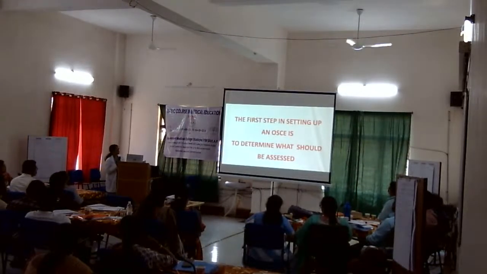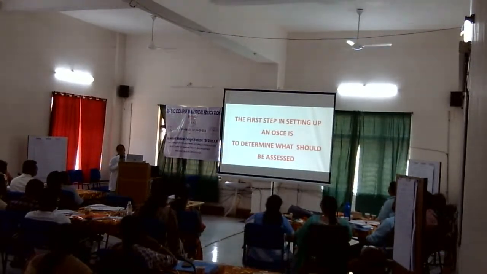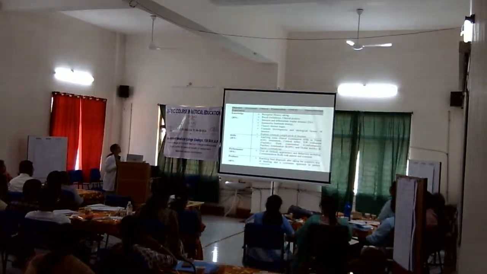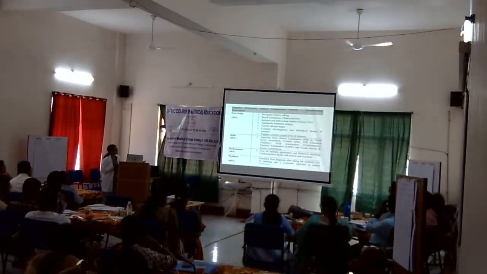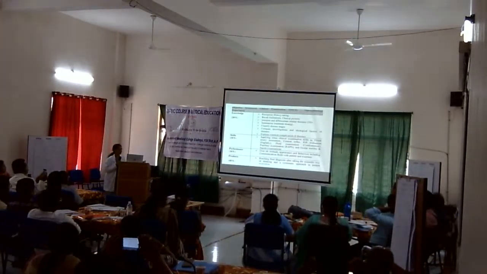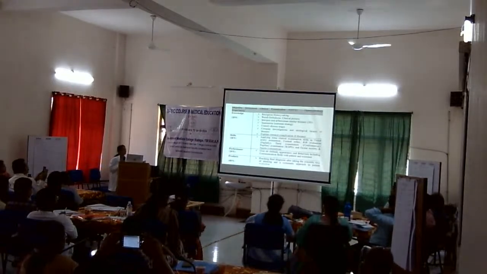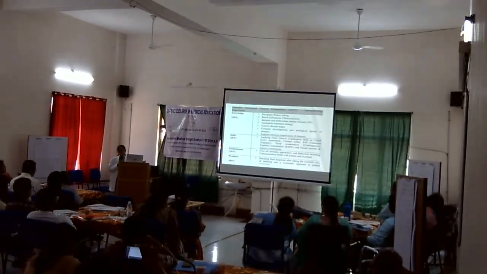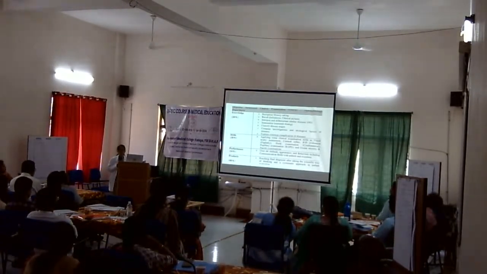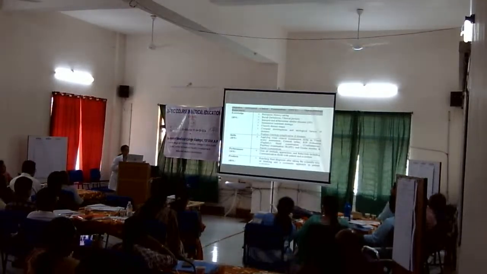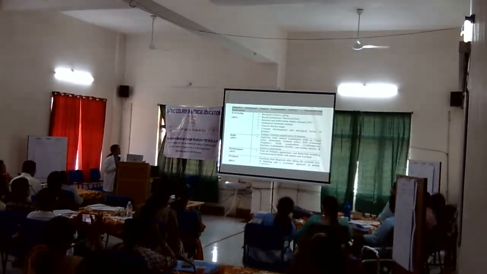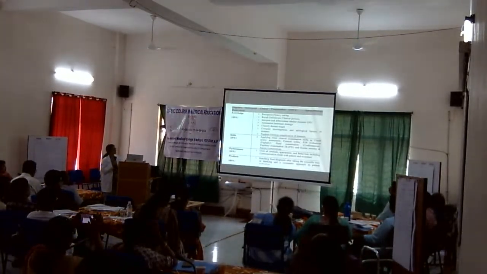So the first step is to determine what should be assessed in each station. Knowledge is 20%. This includes history taking, recalling definitions and clinical pictures. So in the five stations, only 20% weightage should be there. Interpret and differentiate similar diseases, summarize the treatment strategies. All this can be checked in the knowledge part.